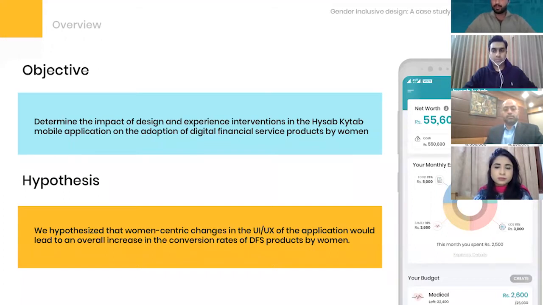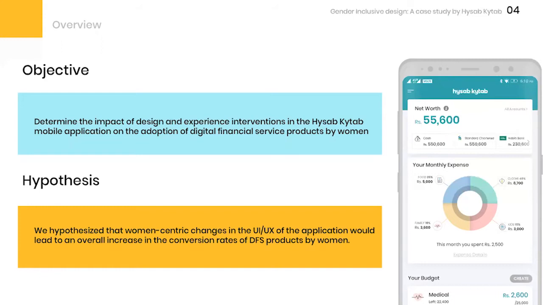So our hypothesis going into this experiment, as a financial services provider ourselves, keeping the problem in mind, was that traditional financial services in Pakistan have traditionally been built for males as the end consumer. So we hypothesized that if we were to make women-centric changes in the UI UX of the mobile application, that would lead to an increase in the adoption of digital financial service products by women.